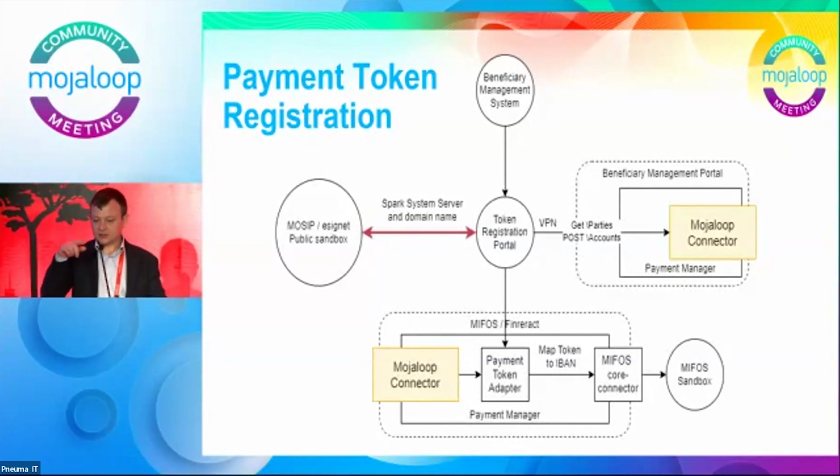Now, this is not an ideal flow, and I'm hoping that in the future we'll be able to extend the Mojaloop API so that we can manage this concept of an alias mapping to another payment token. And if we do so, we wouldn't need this direct connection back to the participant's integration layer. But this is a reusable component.